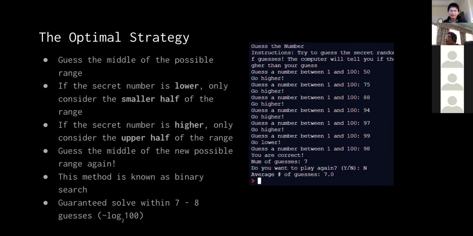Okay, that might have been a little hard to understand, but basically we know that now half of the answers are not correct. And then we just keep going through half of the possible range to eliminate half of the possible answers. And we just keep going until we have our final answer. So obviously this method is known as binary search. And you can see it's guaranteed to solve within 7 to 8 guesses, or log 2 to the power to 100.